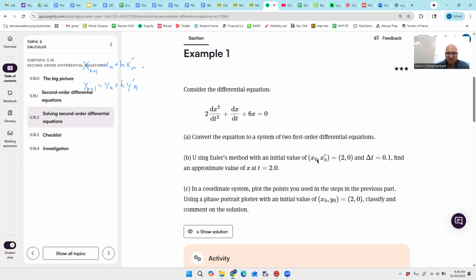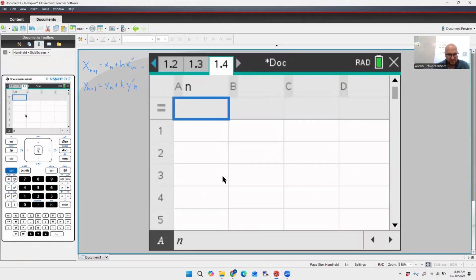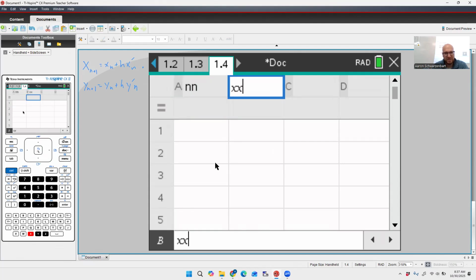We've got 2, 0. Notice my coordinates are X, Y, or X, X prime. And we're trying to go to X at 2.0. X of 0. So this is 0. We're going by tenths. We need to get to 20. And I should always name these things double letters, so it doesn't confuse the A's that are on there with your variables, because there is a column X.